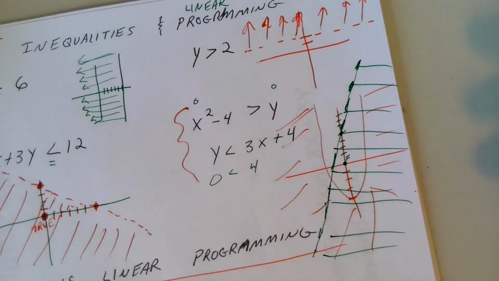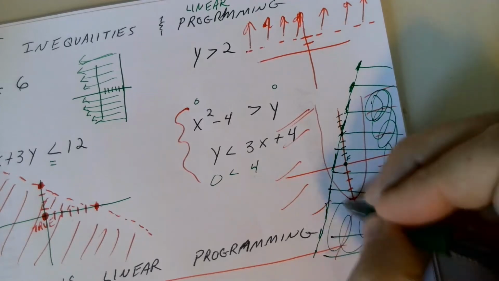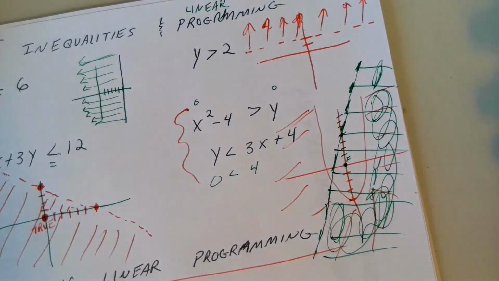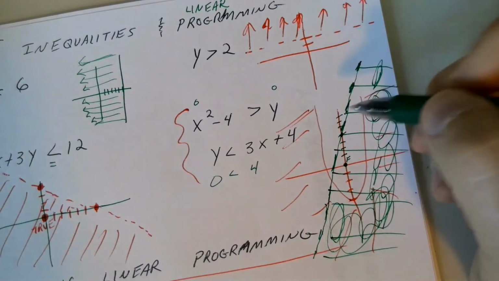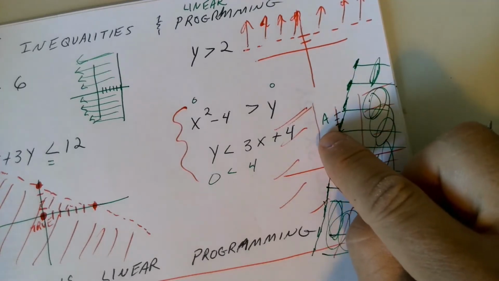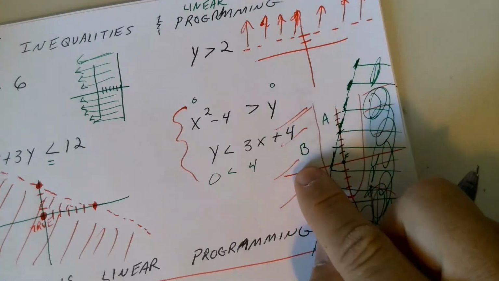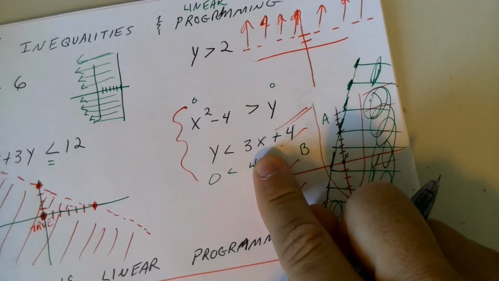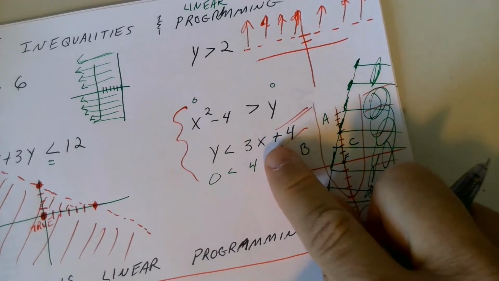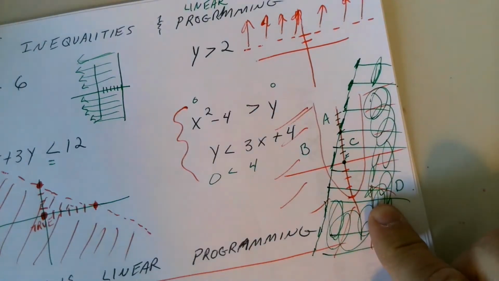So what's my solution? My solution to this is all of this stuff out here. My solution is where those two things overlap each other. So like this point right in here, I'm going to call this A. This point A doesn't work for either one of those inequalities. This point right over here, B, works for the top inequality, but not for the bottom inequality. And this point C right here works for the bottom inequality, but not for the top inequality. But this point over here, D, works for all of them.